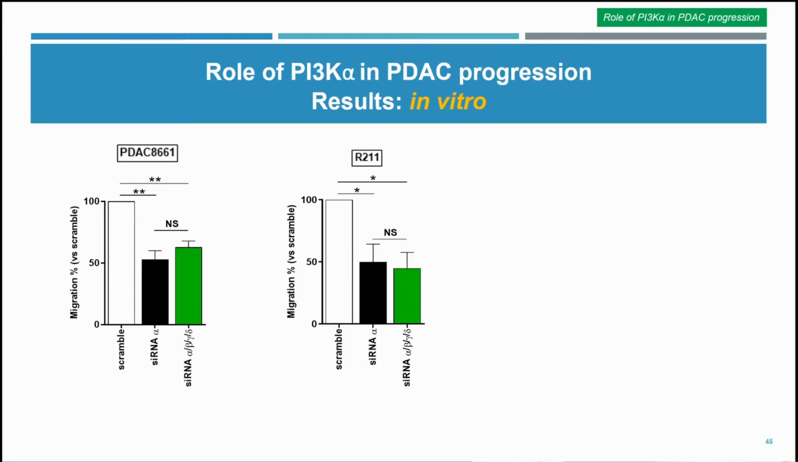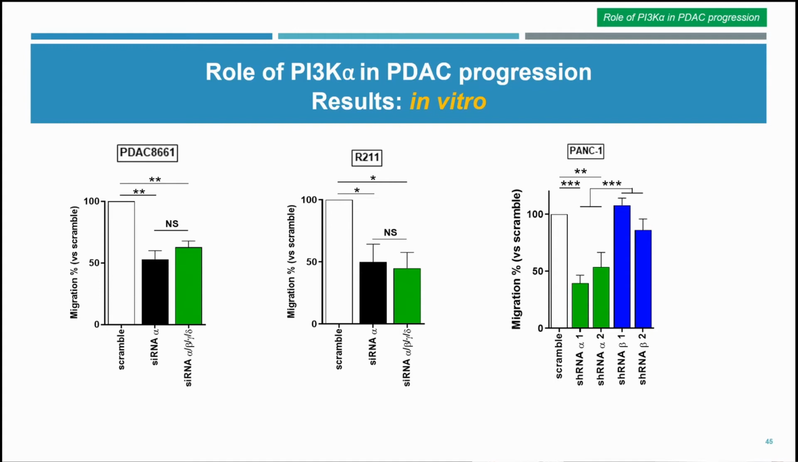We then used a genetic approach where we used a scrambled siRNA, siRNA targeting PI3K alpha, and siRNA targeting all the PI3K class 1 isoforms, trying to mimic a pan-PI3K inhibitor. And what we observed is a similar effect on migration. When we used, for example, shRNA, we observed that only targeting PI3K alpha and not PI3K beta has an effect on migration. This validates our previous pharmacological findings, where PI3K alpha seems to be the isoform that drives migration in pancreatic cancer.